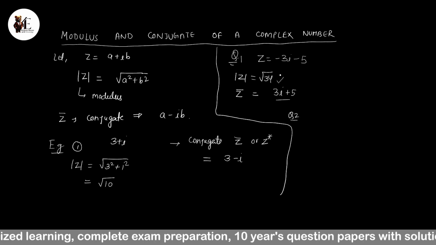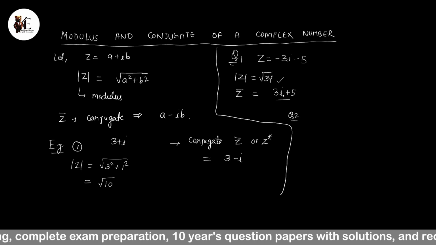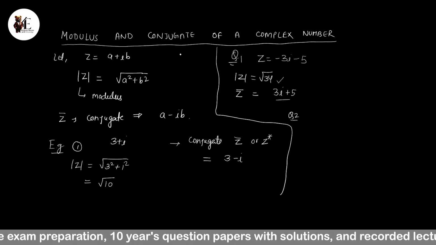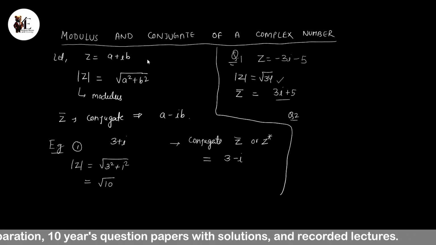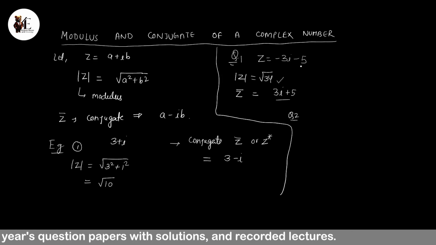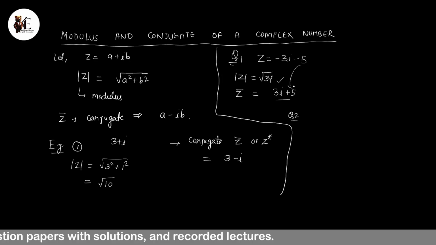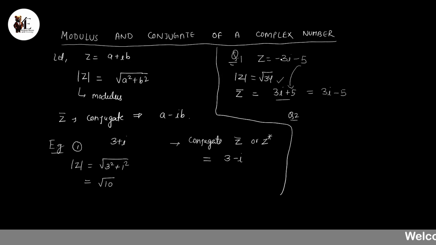Okay, the modulus part is correct, but there's a slight mistake in the conjugate part. As I told you, you have to change the sign of the imaginary part, but you have changed the sign of the real part also in this one. So the real part remains as it is. That is, the correct answer will be 3i minus 5. The real part will remain as it is. You have to change the sign of the imaginary part only. Okay. Yes.